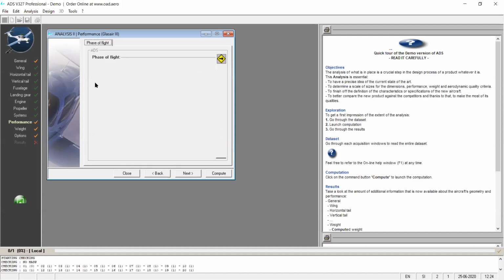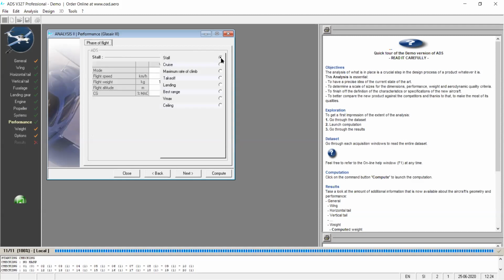And performance. What are the performance parameters? You can see these are the performance phases of the flight. You can see stall. So during the stall, see clean and dirty. According to that, we have with flaps, without flaps. We'll discuss about it. Flight weight and flight altitude. How much is it? 2,438. This is in meters above sea level. CG, it is a percent of MAC. It's the mean aerodynamic chord we'll call.